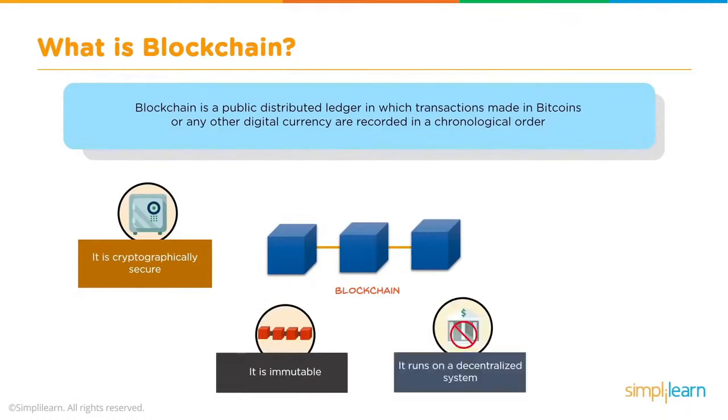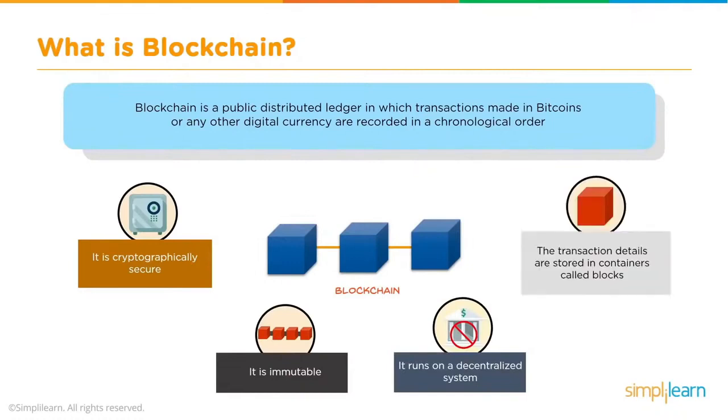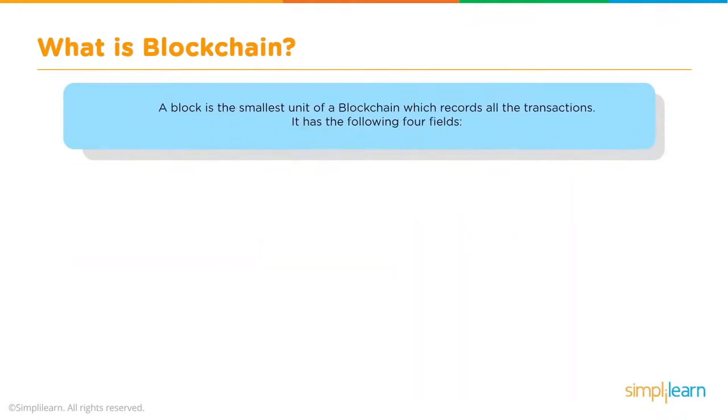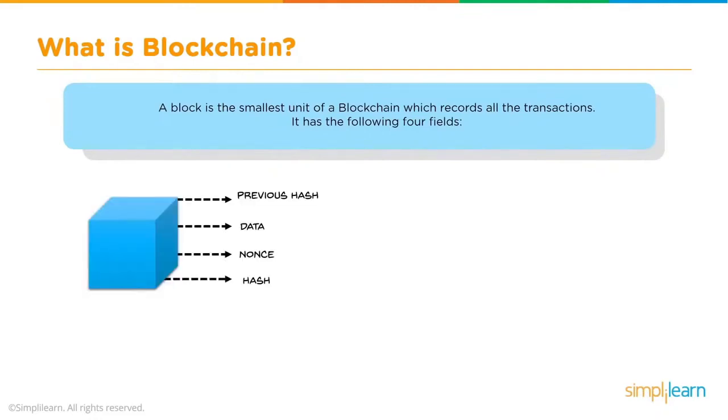It is run by a decentralized system. There is no centralized authority or body, and the transactions are stored in containers called blocks. A block is the smallest unit of a blockchain, which records all the transactions. A basic structure of a block is something like this. It has 4 fields. These are the primary attributes of a block.